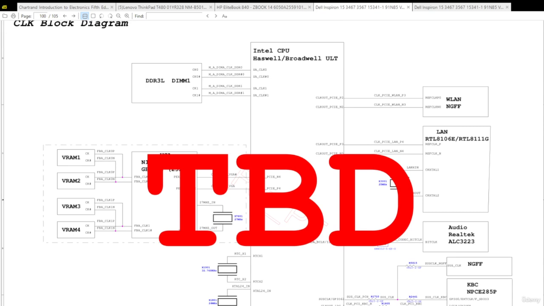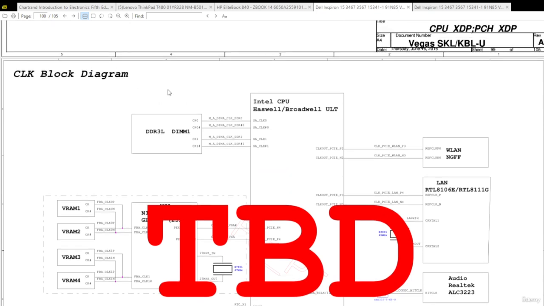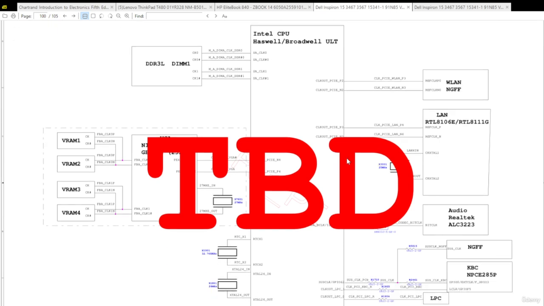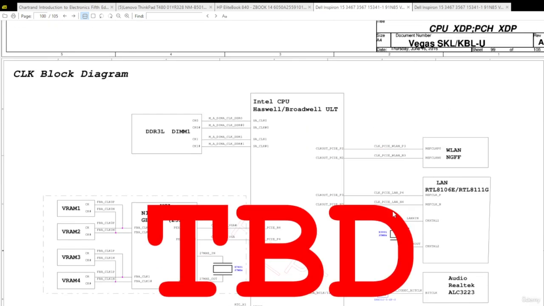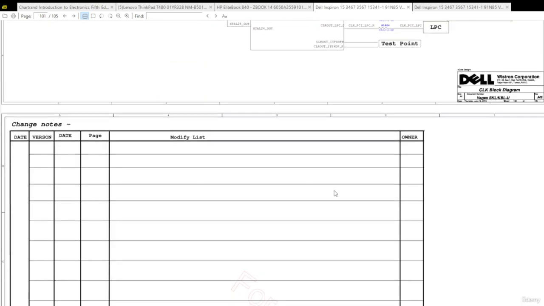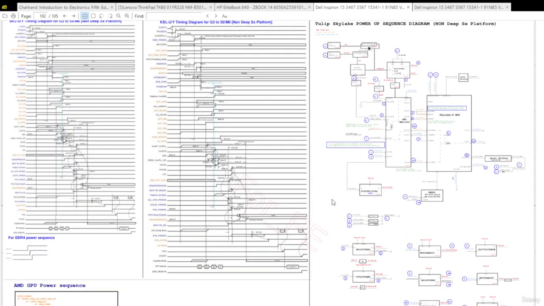Now here is where most of the information and the interesting part comes in. Here we have the clock block diagram. So this one shows the clock signals. So you can see all the clock signals, how they are made on this page. Now down here we have one of the most interesting parts.